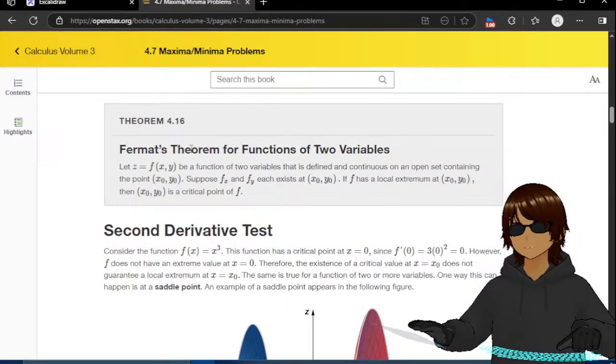Fermat's theorem for functions of two variables. Let z equal f of x y be a function of two variables that is defined and continuous on an open set interval containing the point x naught y naught. Suppose the partial derivatives of f with respect to x and with respect to y each exist at x naught y naught. If f has a local extremum at x naught y naught, then x naught y naught is a critical point of f.